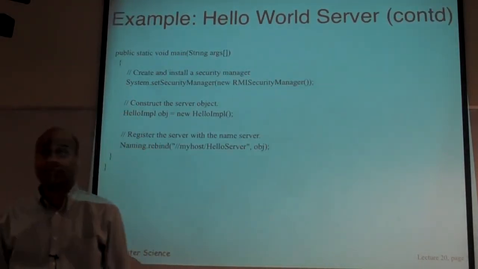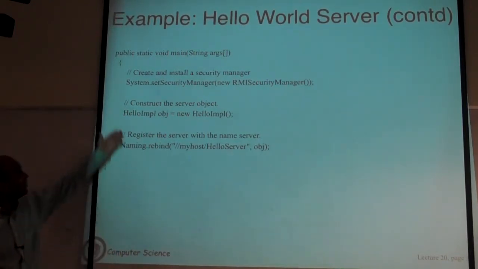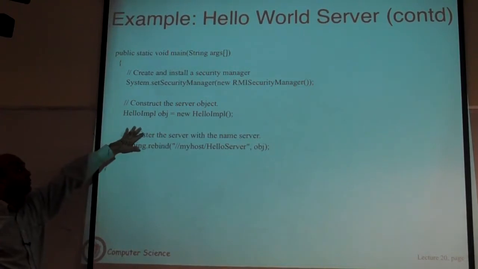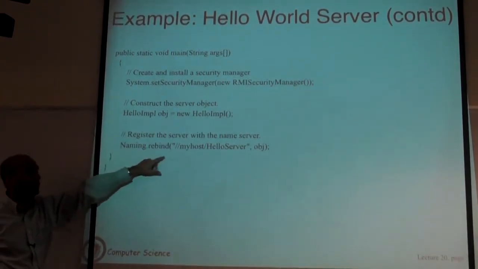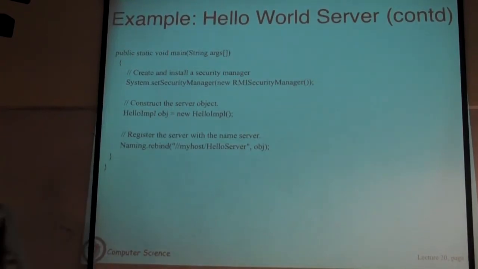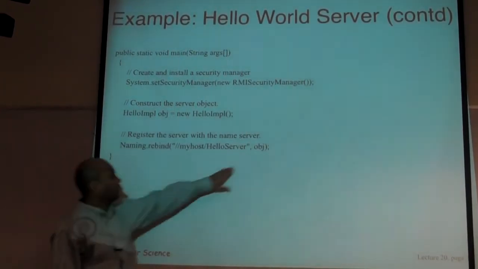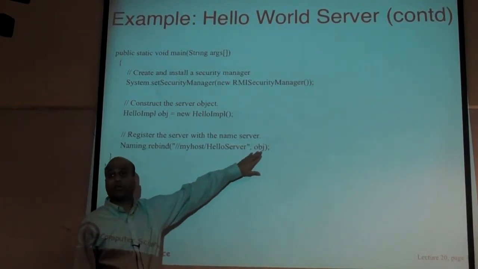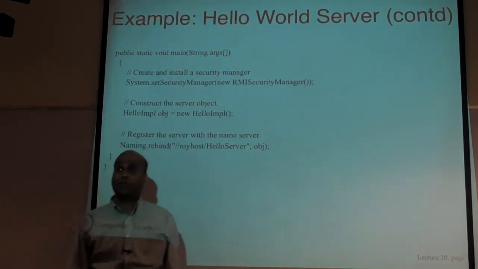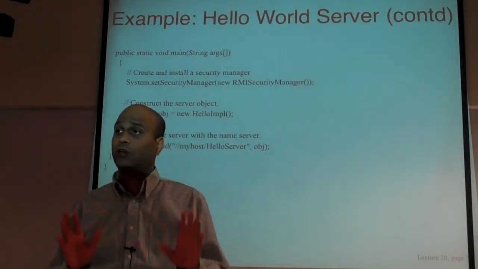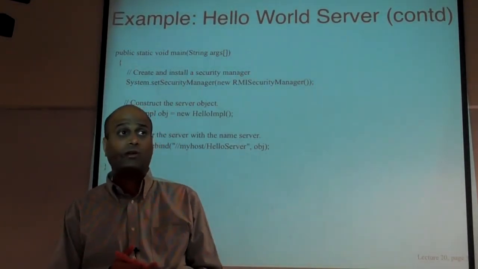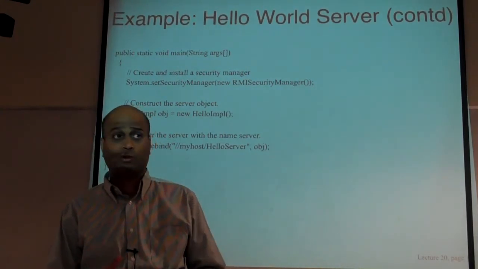The third part, as I said, is the main program itself. All you have to do here is create a new instance of that object, the load object. Then you register yourself with the name server: I'm a service, and this is the object that I'm exporting. Then you're done as far as the server is concerned. You don't have to set up connections. None of that code has to be written. All of that is taken care of for you.